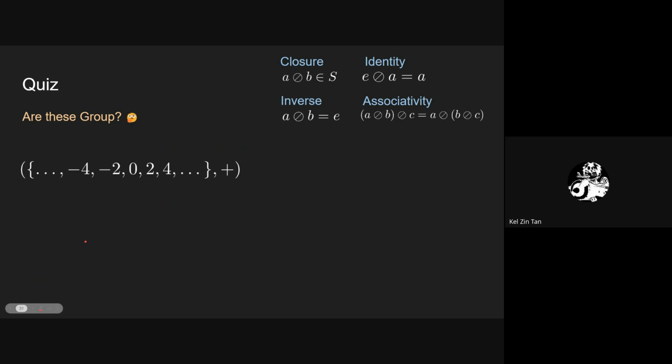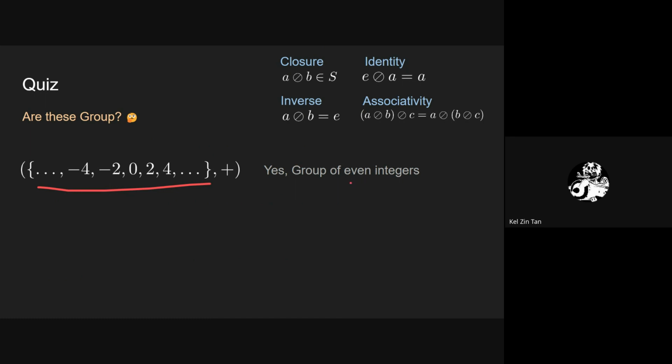Okay, so I think this is the final few examples. I'll just skip the poll for this one, whether this is a group or not. You can check. This is actually called a group of even integers, because if you add any 2 even integers together, it will still be an even integer, so every property is satisfied.